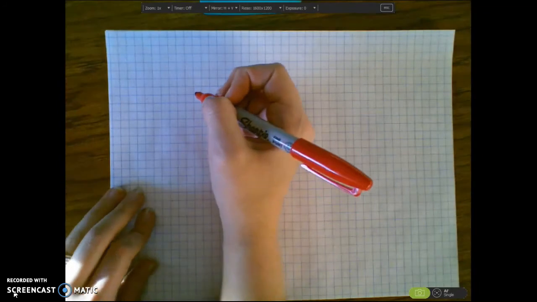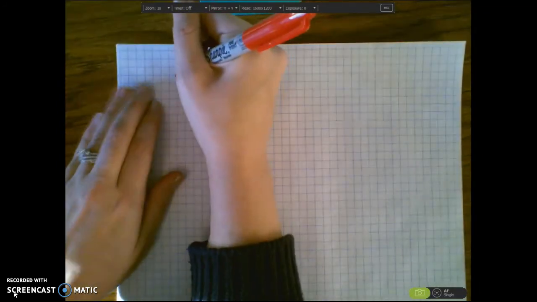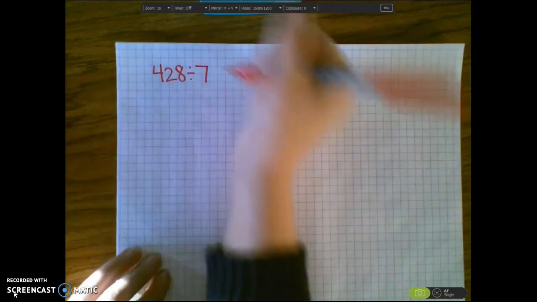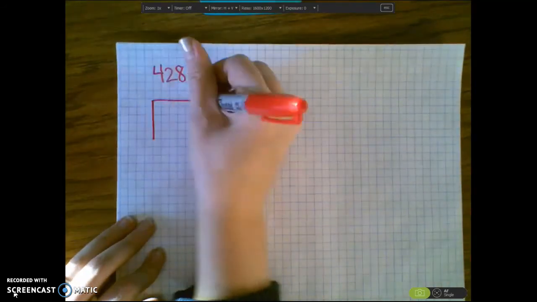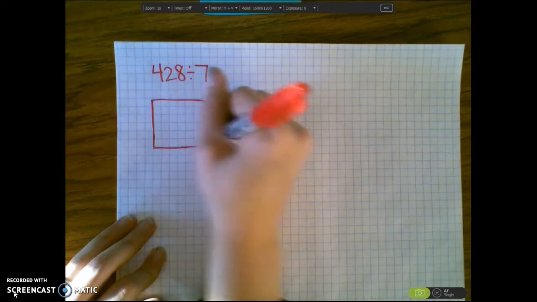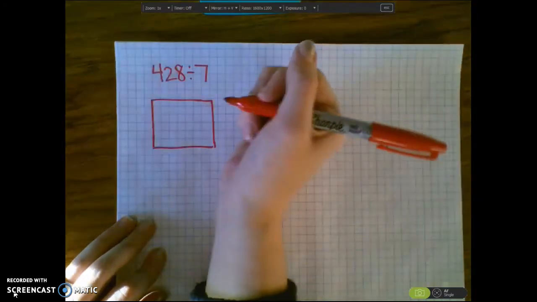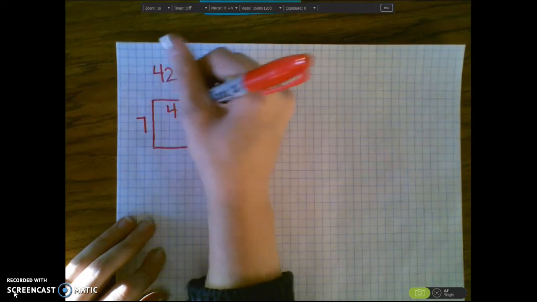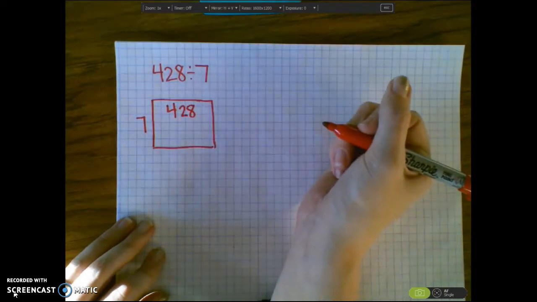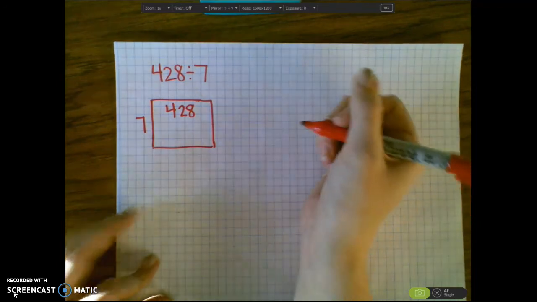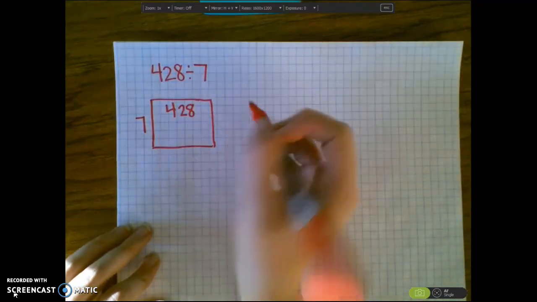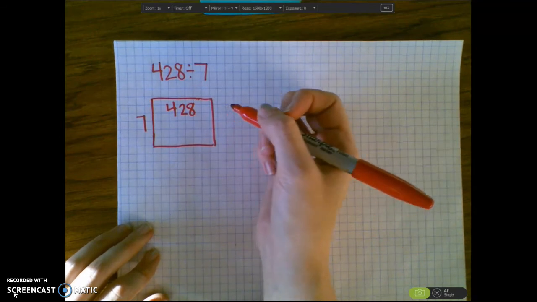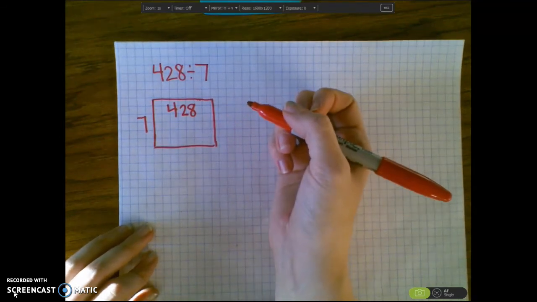So if we take 428 divided by 7, I always recommend starting with just one box. You never know how many you might need. My divisor's on the outside. My dividend is inside the box. Now what you should ask your student is, we know that one group of 7 would fit. We know that 10 groups of 7 would fit. But what about multiples of 10?